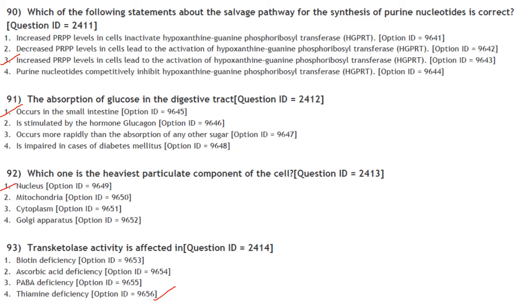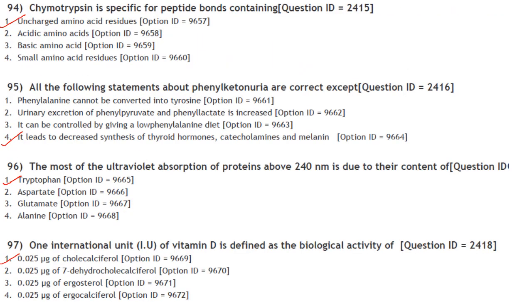Then 93. Transketolase activity is affected in thymine deficiency. Answer is option 4. Then chymotrypsin is specific for peptide bonds containing uncharged amino acid residues. Then all of the following statements about phenylketonuria are correct except: phenylalanine cannot be converted into tyrosine.